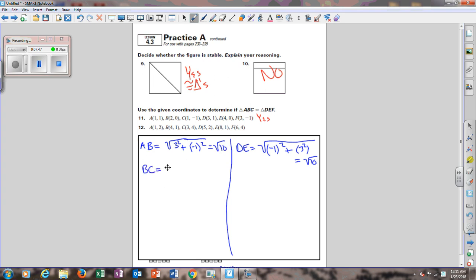Now we have to try BC. That's 4 minus 1, which is 3 squared, and 3 minus 4, which is negative 1 squared. Gives you square root of 10 again. Now you got to compare that to EF. EF equals 6 minus 8, which is negative 2 squared, and then 4 minus 1, which is 3 squared. It gives you 4 plus 9, which is the square root of 13. You can stop right now. Square root of 13 is not equal to the square root of 10, so that would be no.